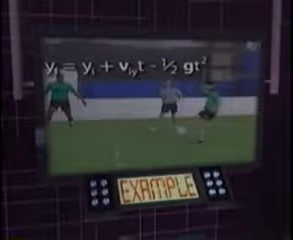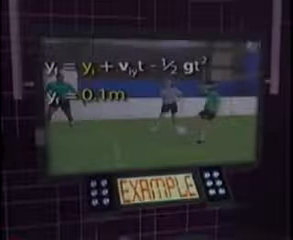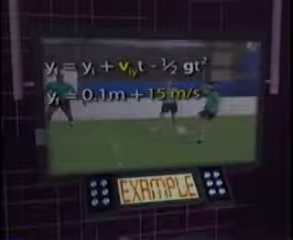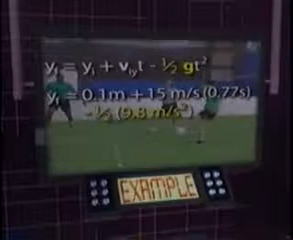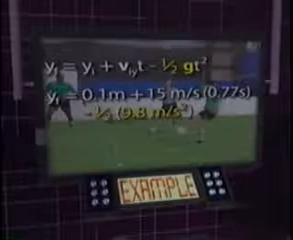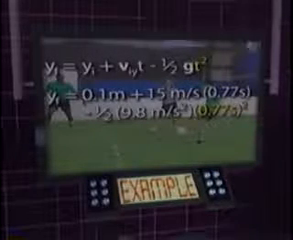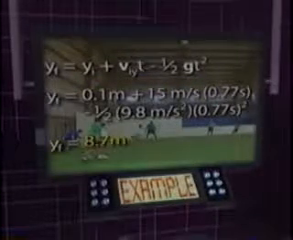Or in English, y final, the displacement of the ball as it reaches the net, equals y initial, which is the initial height where the ball was struck, plus the initial velocity in the y direction, 15 meters per second, times time, 0.77 seconds, minus 1/2 times the acceleration of gravity, 9.8 meters per second squared, times time squared, 0.77 seconds squared. Whew! Crank that out and you get y final. The displacement of the ball when it reaches the net is 8.7 meters.